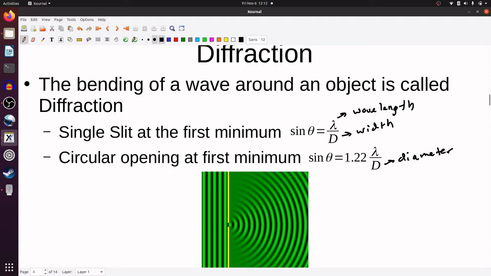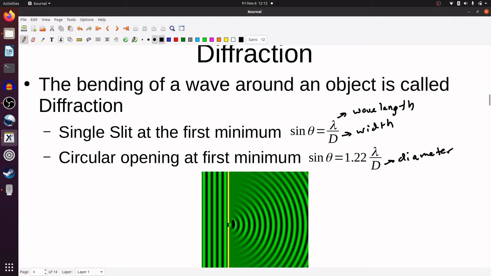So for a regular non-circular opening, let's say just a narrow slit, it's going to be sine theta is equal to lambda over d. And for a circular opening, there's that 1.22 factor. It does say at the first minimum. So when these waves come through, it's going to have constructive and destructive areas. The first minimum is going to occur in the first dark area. Those are the minimums, where the troughs of the waves are. You can think of it that way. Whereas the brighter areas are the maximum. So the minimum of the maximum is basically the trough and the crest between the two.